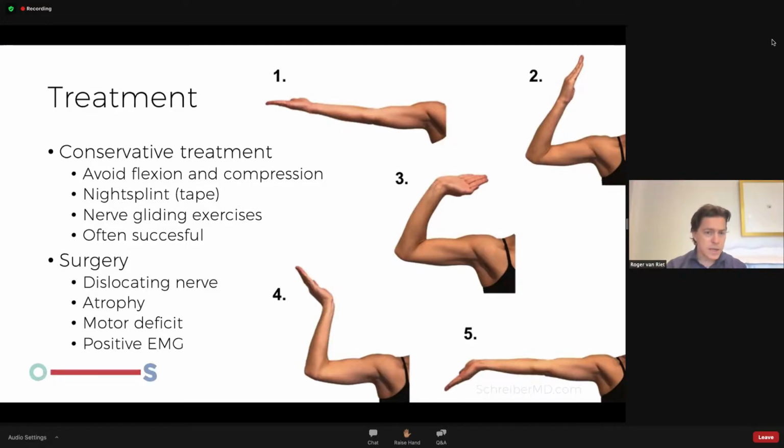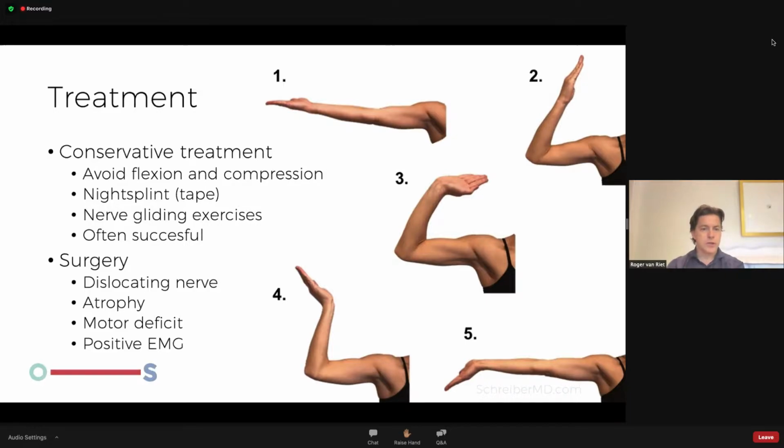Nerve gliding exercises have been reported as being successful, and I do believe in them. However, the patient has to do them, and compliance, as we all know, is a big thing with these exercises, especially exercises that need to be done over a prolonged period. But still, if you're doing them well, they're often successful.